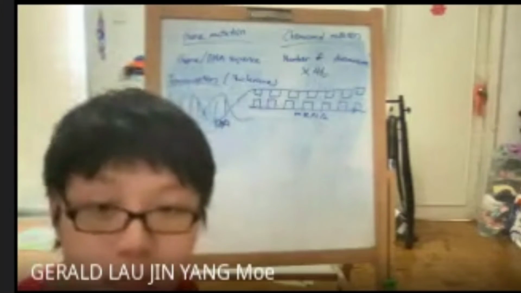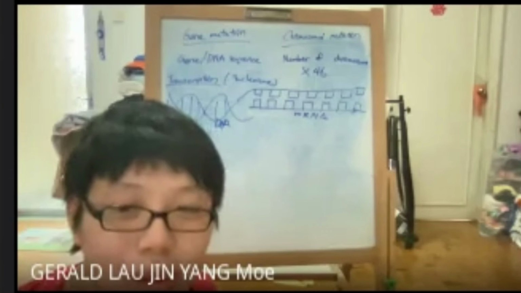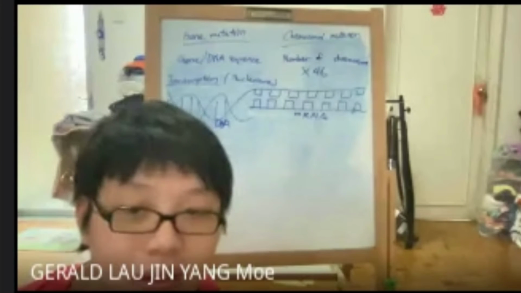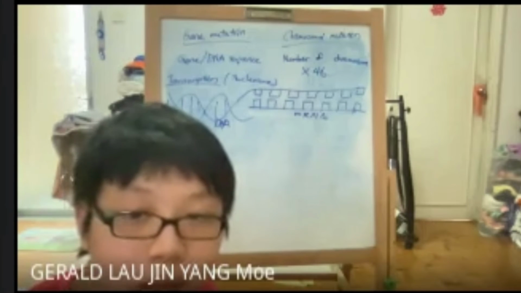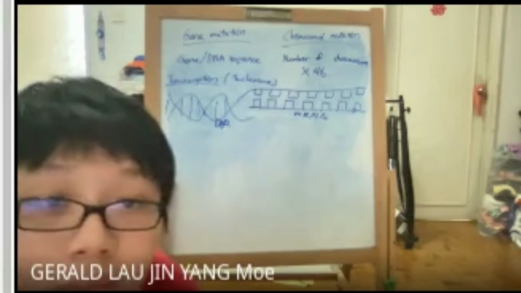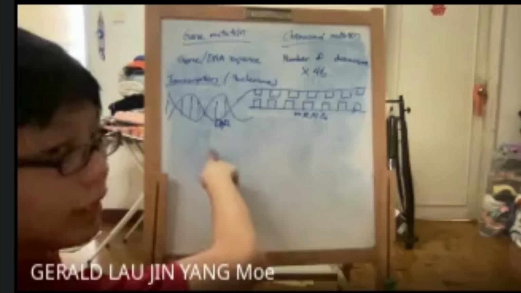ATGC akan untuk DNA. Untuk RNA? Uracil, okay, uracil dengan siapa? Tukar dengan siapa? T, yes, correct. So, DNA, ATGC, RNA, AUGC.